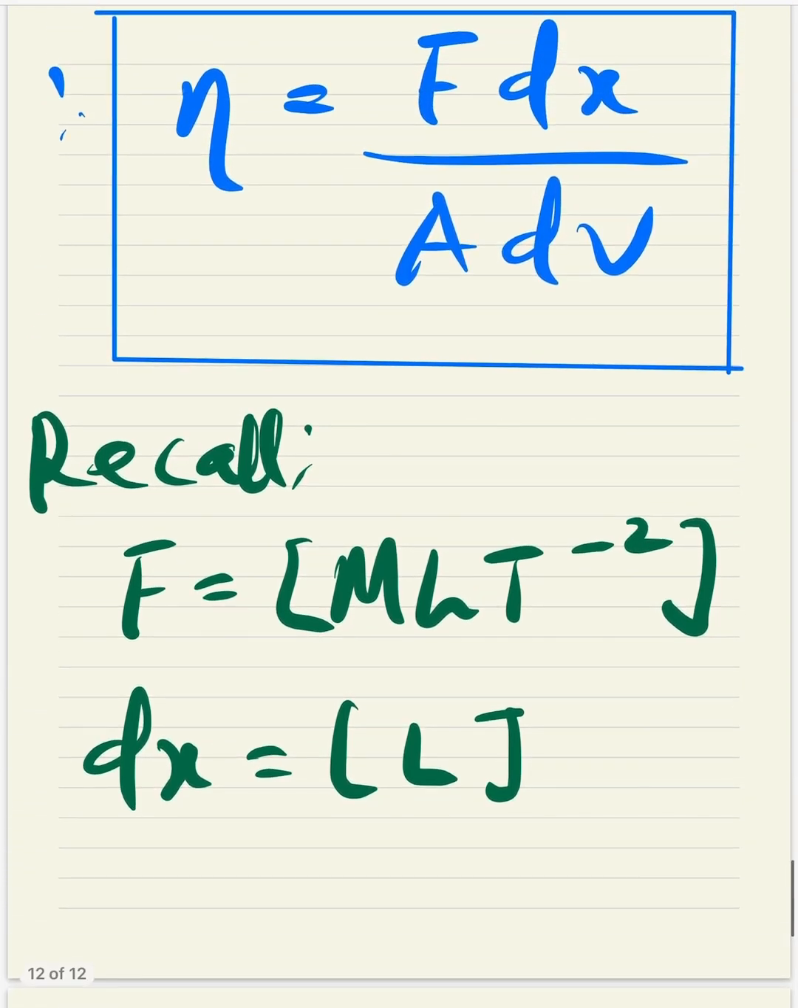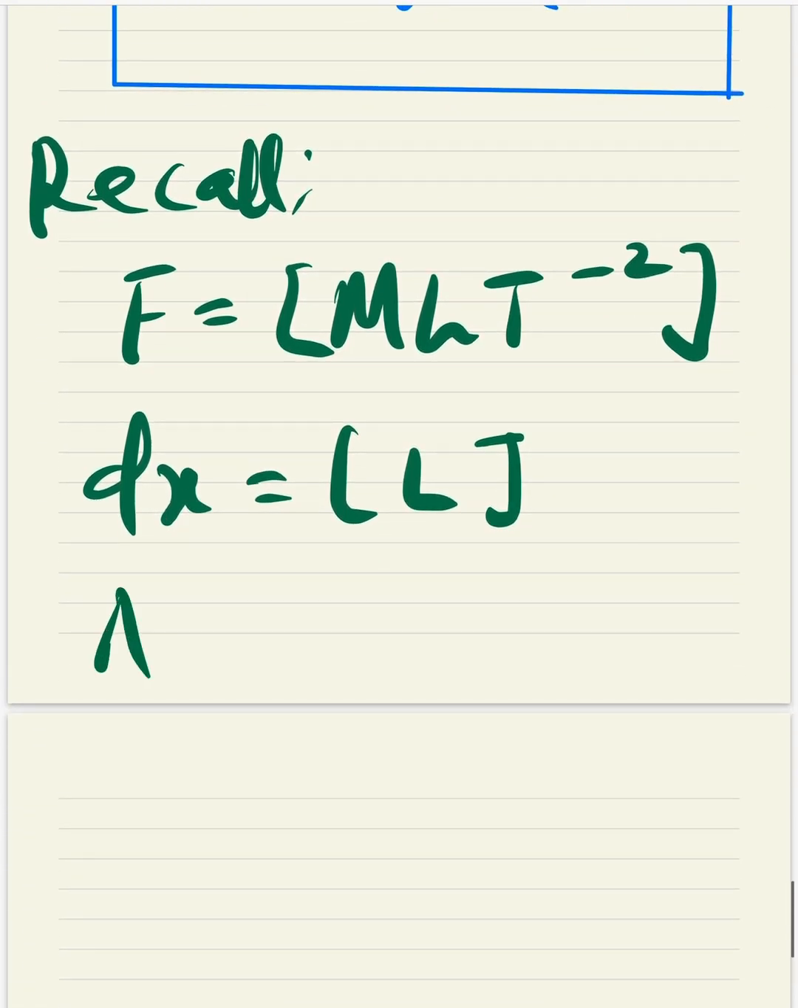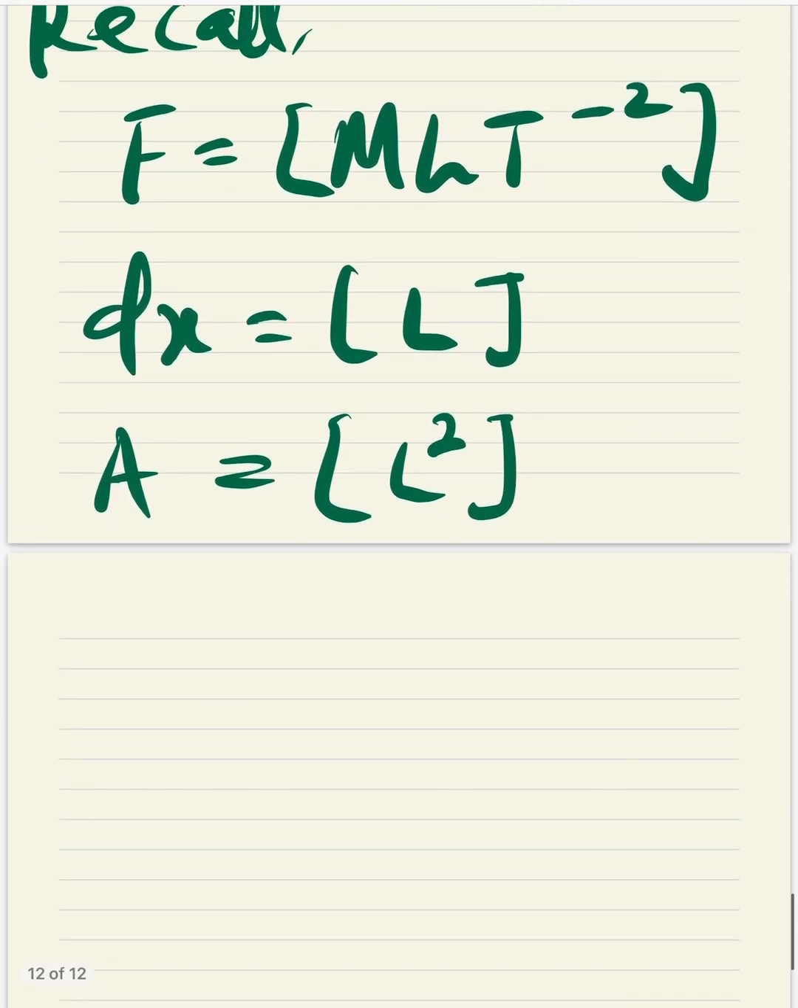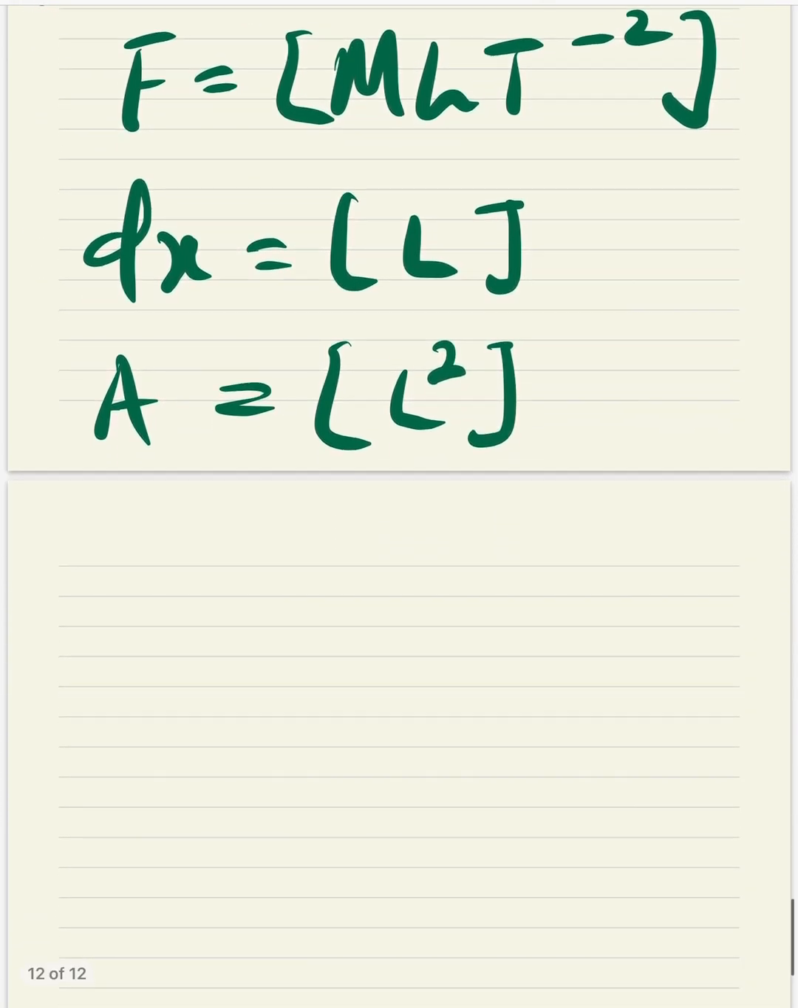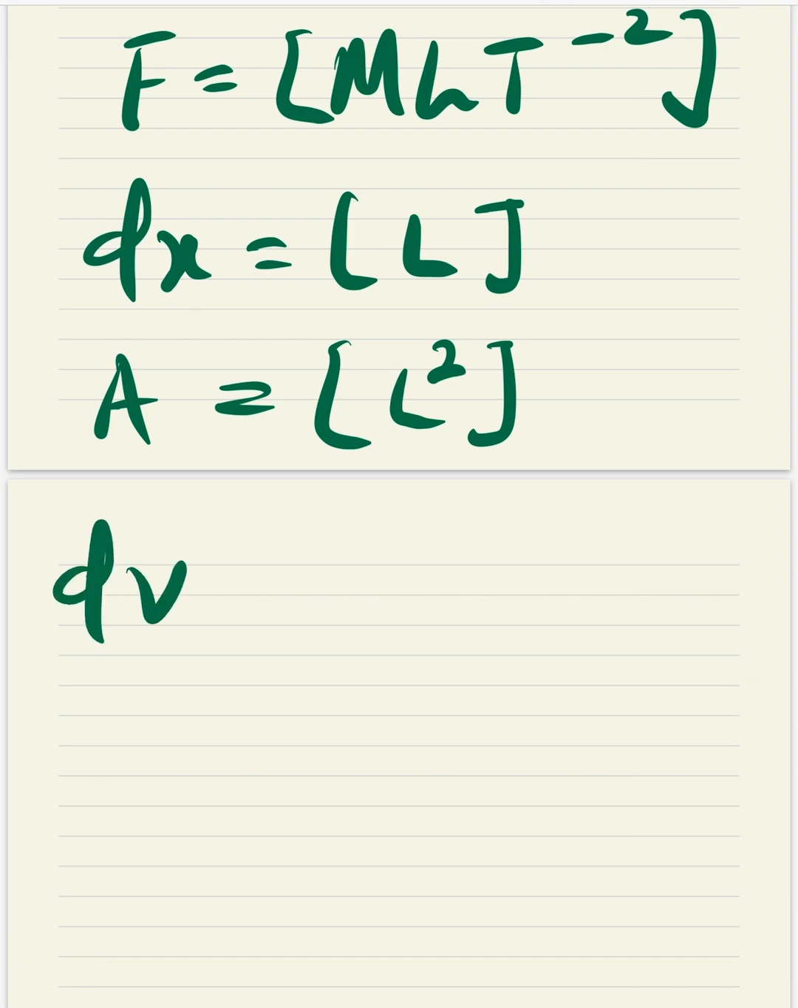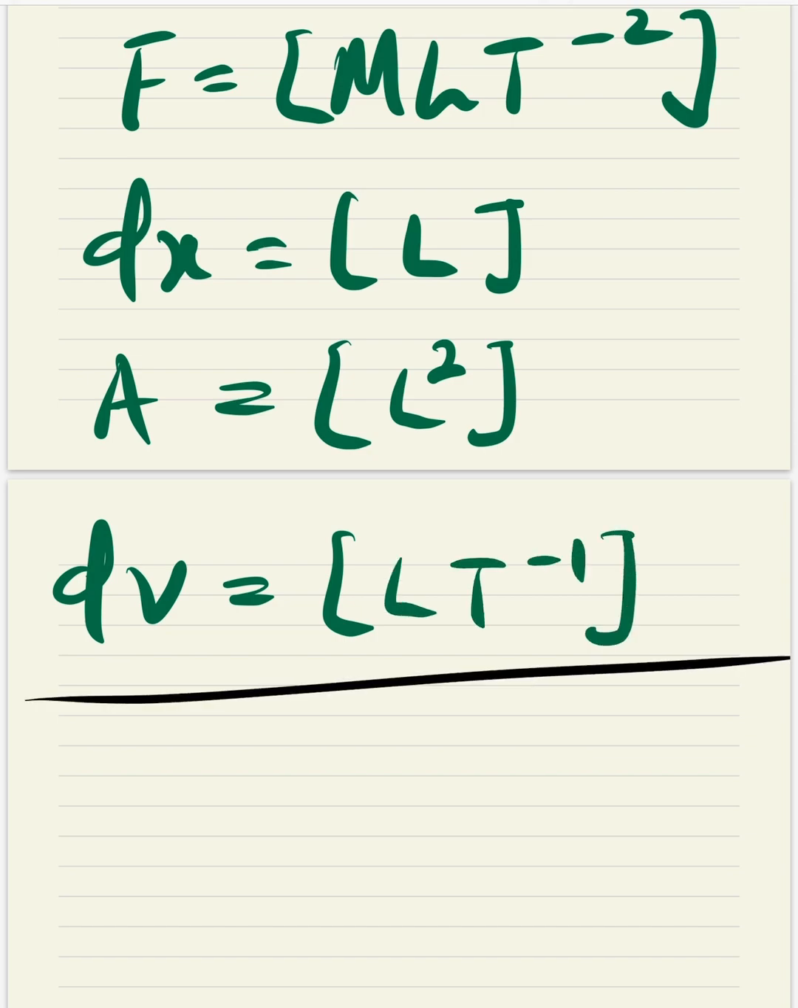So the next one is the area, right? Very simple. That is going to give us length times breadth, or length times length, which will give us length squared, right? So the last one is the velocity, which is that same dv. The d doesn't really matter here as well. That's going to give us LT minus 1. Right, good. Now we are close.